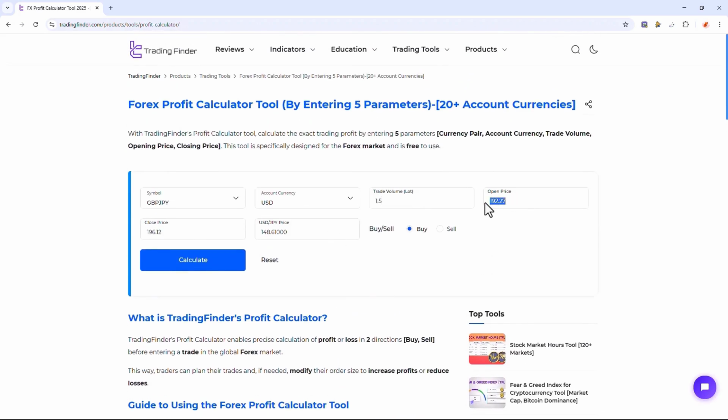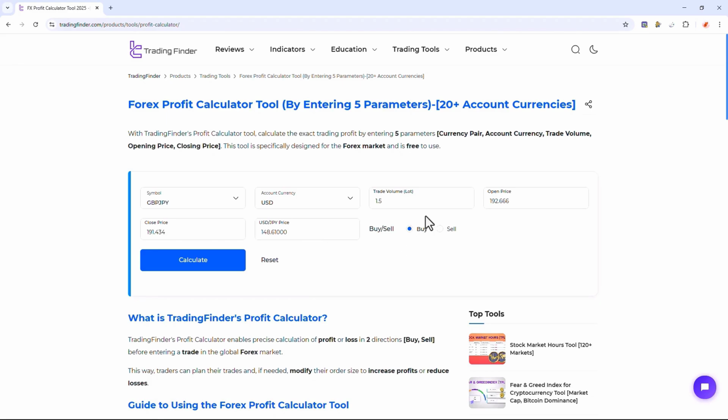In the next section, we select the trade entry price, where I choose the entry price as 192.666. In the next section, I enter the exit price from the trade as 434, and in this section, you can see the exchange rate conversion of the account currency to the symbol, which is automatically calculated and updated in real time.